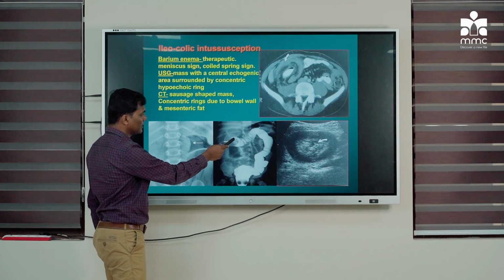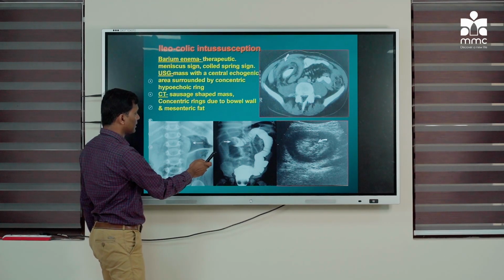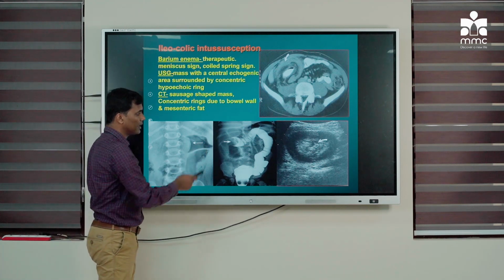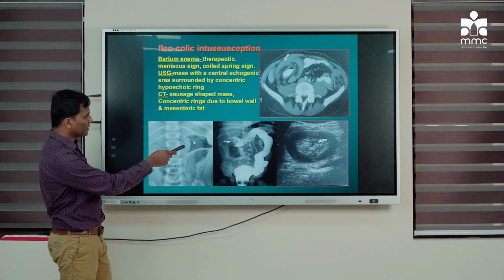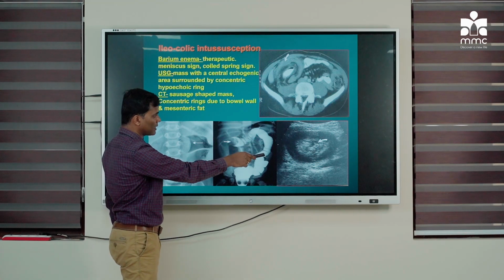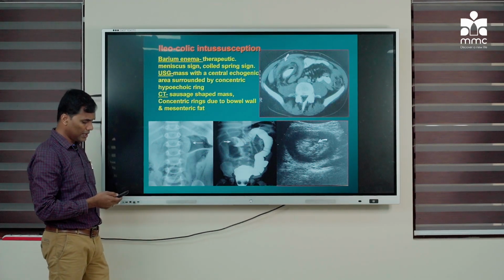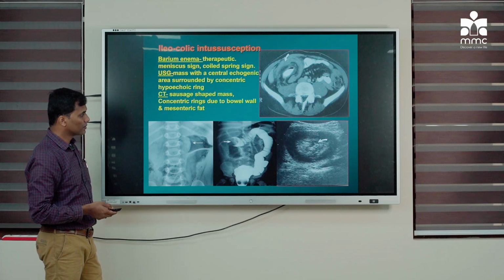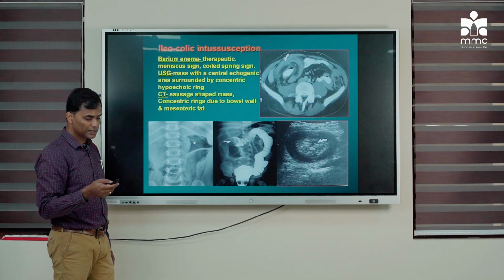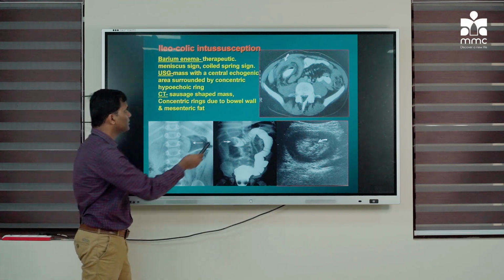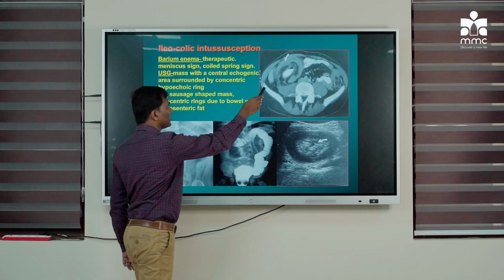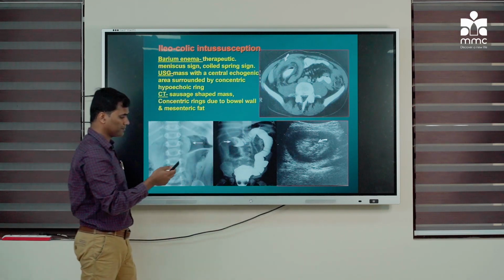You can see a meniscus like appearance, called the meniscus sign, and sometimes a spring or coil like appearance may be there. The same thing on ultrasound: you can see a mass like thing with a central echogenic area. That echogenic area is white because of the mesenteric fat. On CT you can see the intussusception very nicely. This is going into the intussuscipiens.